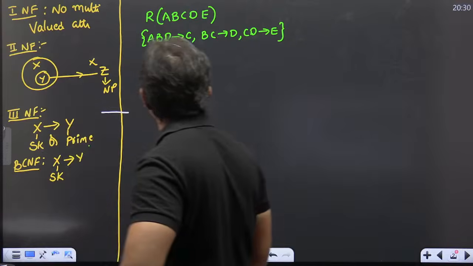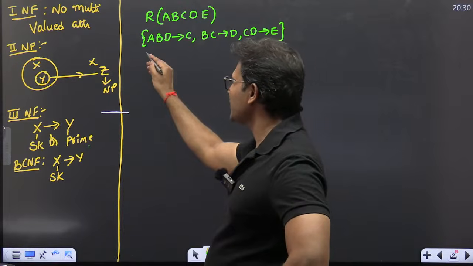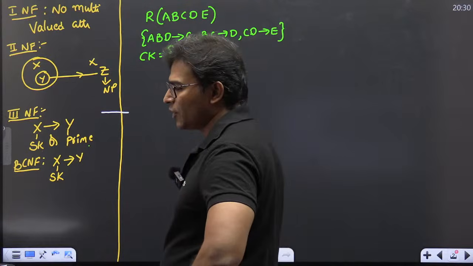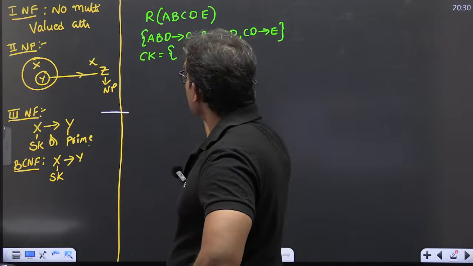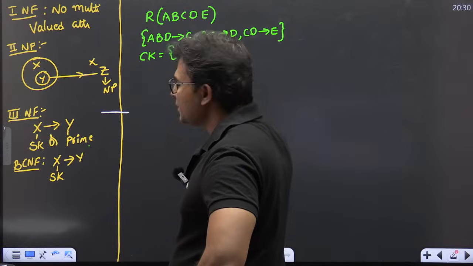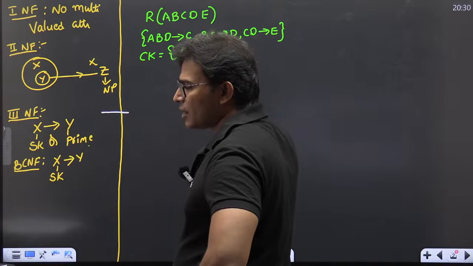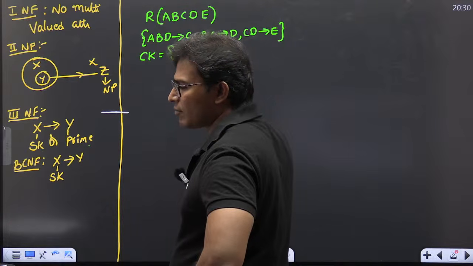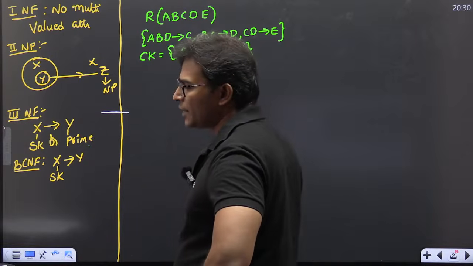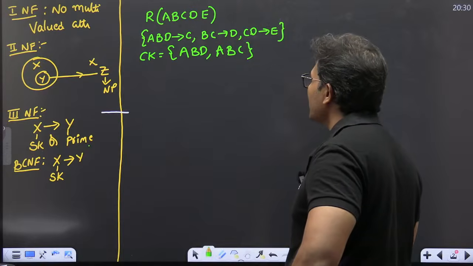So these are the FDs. Now we have to find out candidate keys, but I'm directly giving the candidate keys because you know how to find them. We are not going to solve them here. The candidate keys are A, B, D and A, B, C. A, B, D and A, B, C are candidate keys, right?